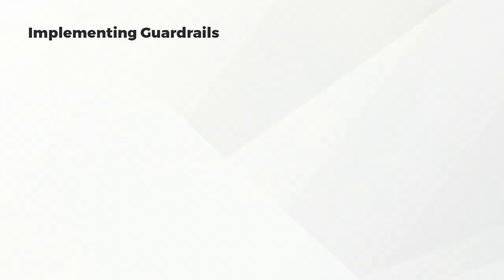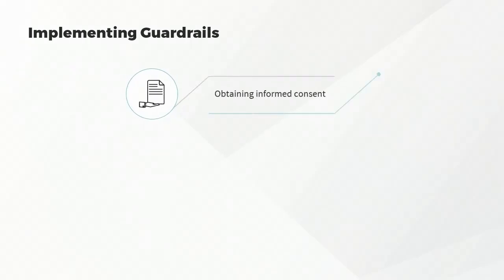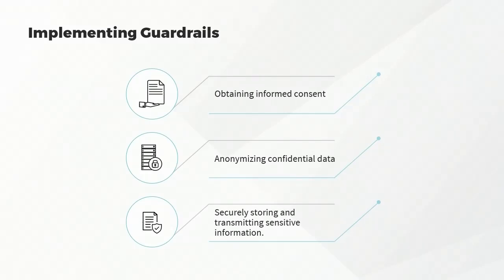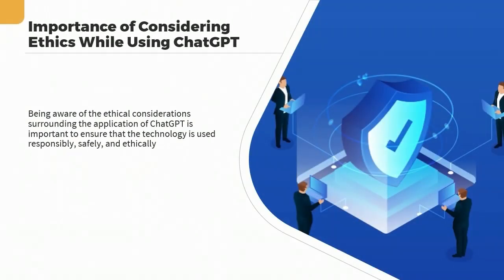So ethical guardrails must therefore be implemented in the way it's used to address the ethical challenges and risks associated with this technology. This includes obtaining informed consent, anonymizing confidential data, and securely storing and transmitting sensitive information. But guidelines should also be added to validate the AI's results and ensure there's an extra layer of accountability. Being aware of the ethical considerations surrounding the application of ChatGPT and having guardrails in place to safeguard its application are key to ensure that the technology is used responsibly, safely, and ethically.